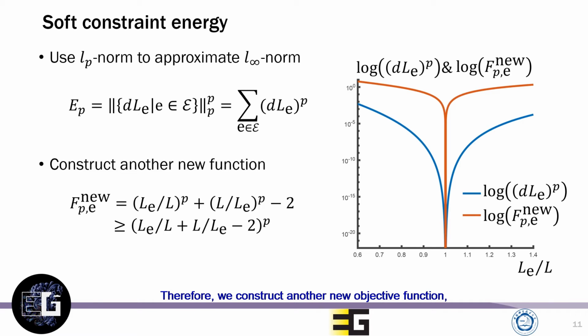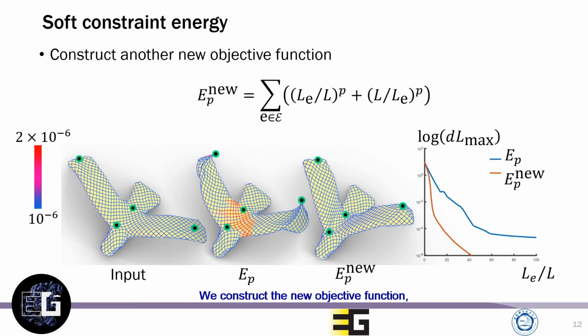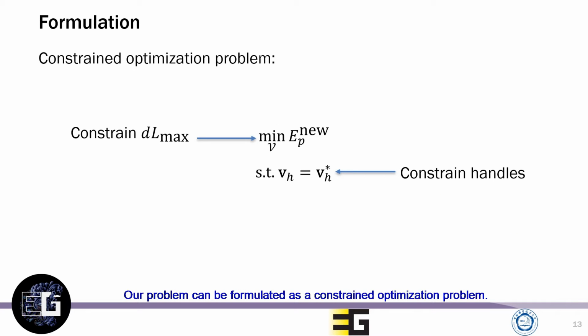Therefore, we construct another new objective function, which is based on the following inequality. As shown in the figure, the new function decreases much faster than the old one near our target. We plot the new function with different p's. When p gets larger, the decreasing rate gets faster. We found that optimizing the new function is more effective than optimizing E sub p. Our problem can be formulated as a constrained optimization problem.